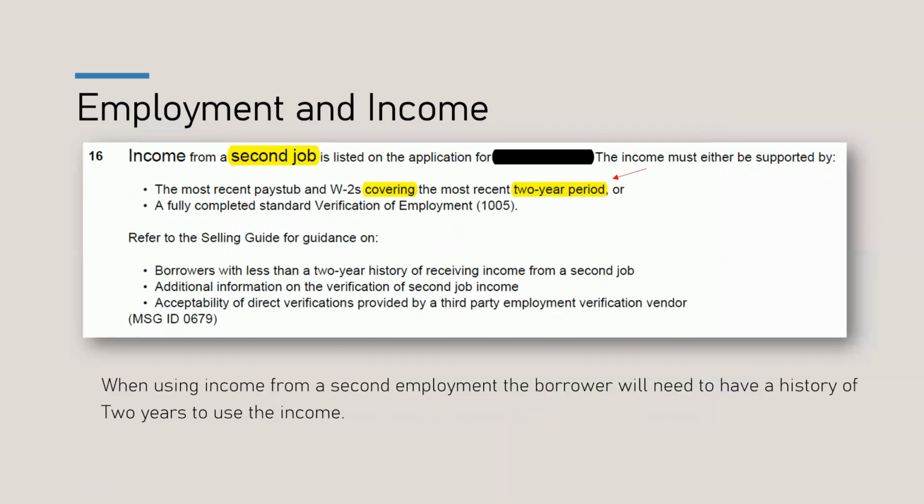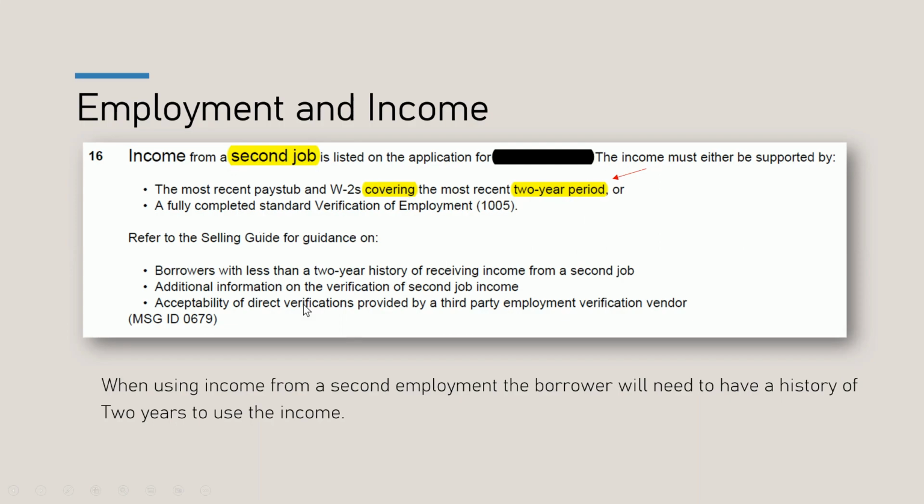Second job, this is super important, guys. When you do have a second job, you must have a 2-year history of holding a second employment to be able to use that. Again, if you're using a secondary employment and you're inputting into Encompass as an additional employment, it is going to pick it up as a second job, and it's going to tell you what you need. So it'll let you know we need the most recent pay stubs and W-2s covering the most recent 2 years.